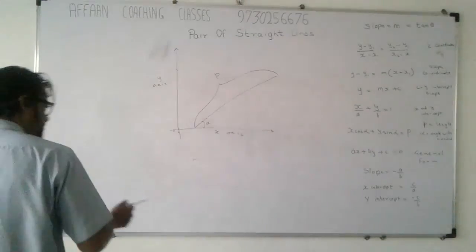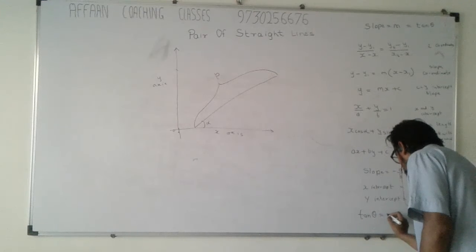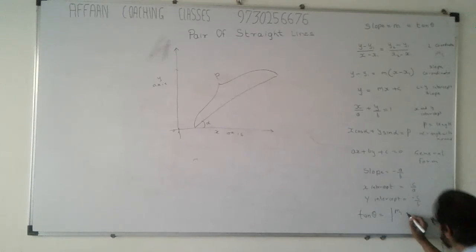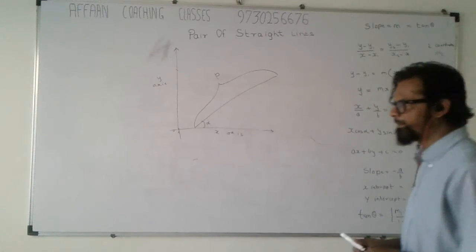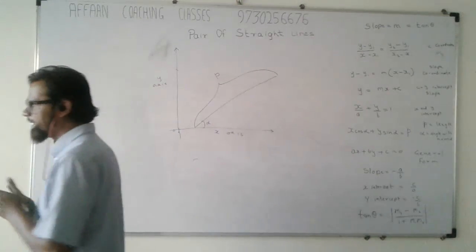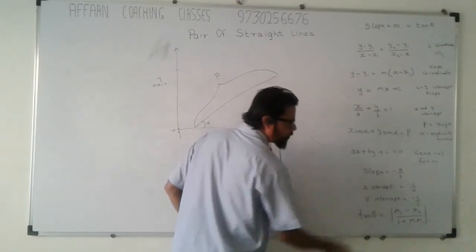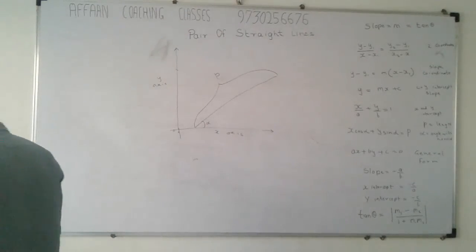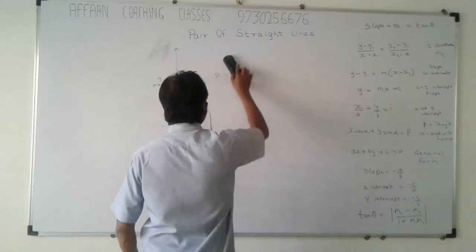ठीक है, tan theta का ये formula, tan theta is equal to m1 - m2 upon 1 plus m1 m2, where m1 and m2 are the slopes of line. ठीक है, दो line है जिसके बीच में angle theta है, this is the angle between the two lines, that is theta, और दो lines के slope एक का slope m1 है और दूसरा slope m2 है. Clear? Now if the lines are parallel, lines अगर parallel है तो slopes will be same.